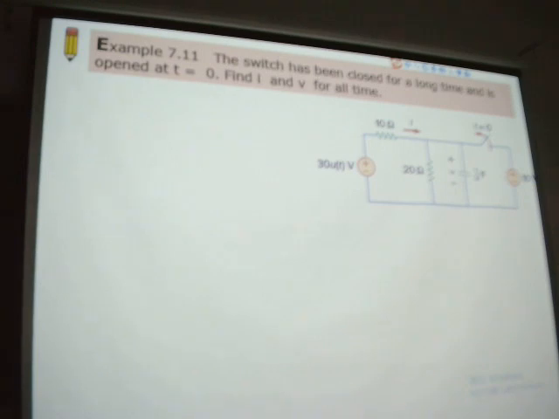Did you finish? When you finish your figure, show me your hand. Figure. You're okay, no?